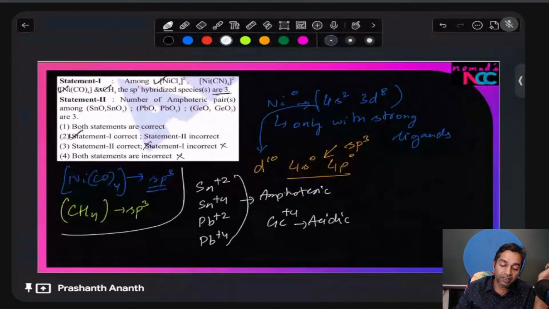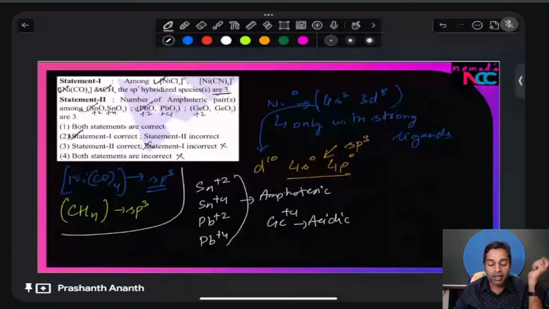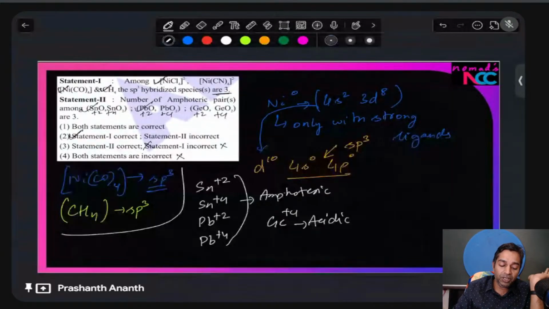So technically speaking, the number of amphoteric pairs over here: this is an amphoteric pair, SnO and SnO2 are amphoteric, PbO and PbO2 are amphoteric. Why? Because it's plus 2 and plus 4 in each. GeO2 is definitely acidic, properly acidic, and germanium plus 2 oxide is going to show mainly acidic character. A little bit of amphoteric character is also seen, but technically speaking the answer is supposed to be 2. So this pair is not going to be acidic here.